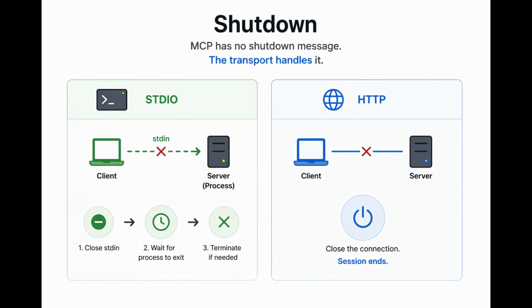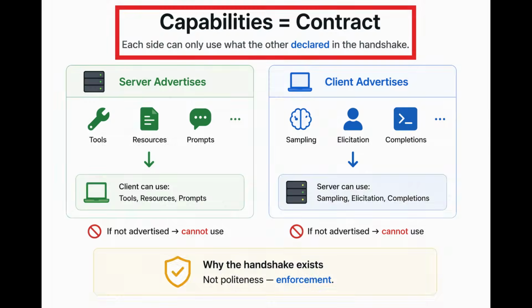Shutdown. MCP has no shutdown message. The transport handles it. stdio, client closes stdin, waits for the process to exit, then terminates it if needed. HTTP, client closes the connection. Session ends.